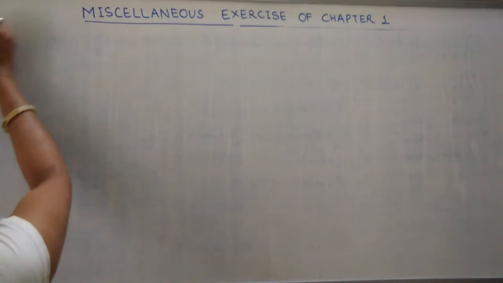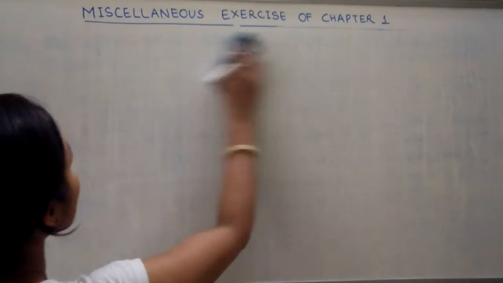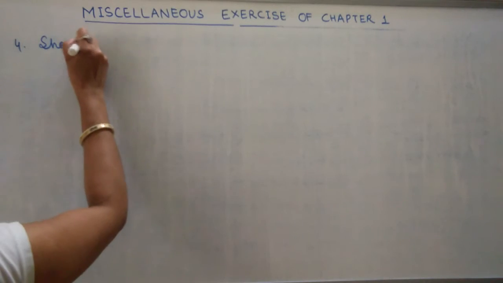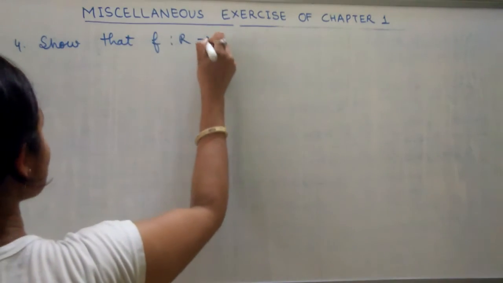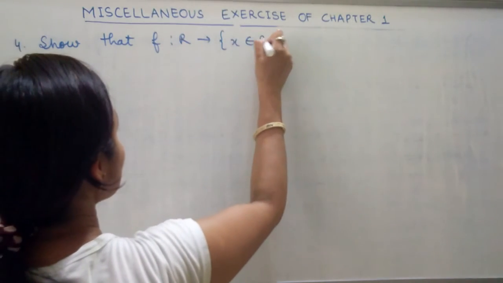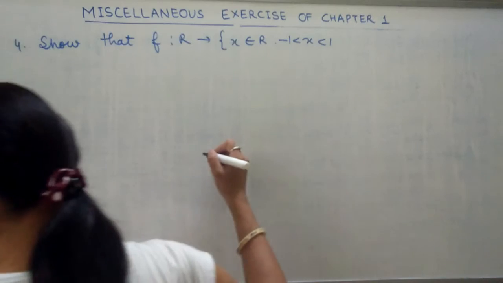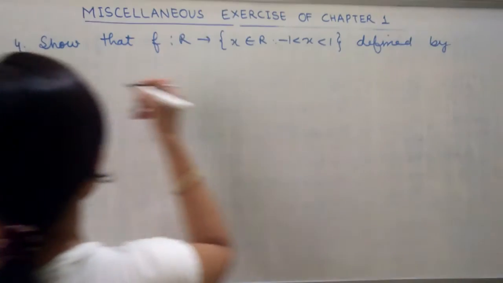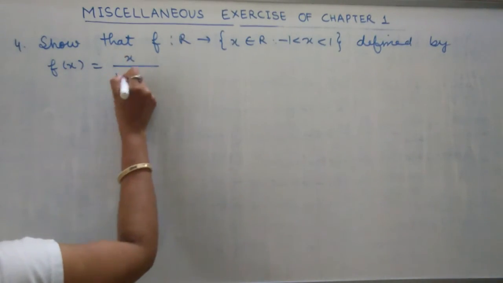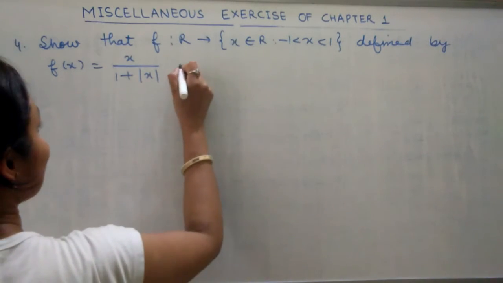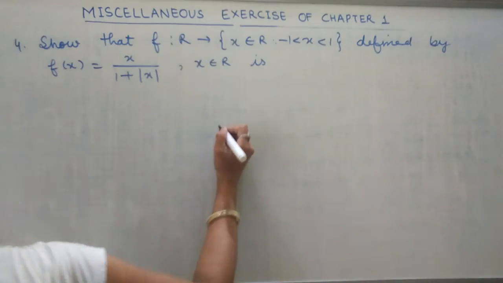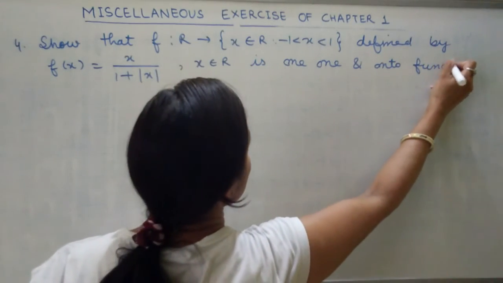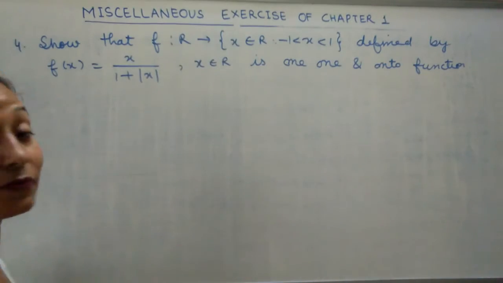Fourth question is: show that the function f from R to x belongs to R and x lies between minus 1 to 1, defined by f(x) equals x upon 1 plus mod x, where x belongs to real numbers, is a one-one and onto function. You have to show that this is a one-one and onto function.